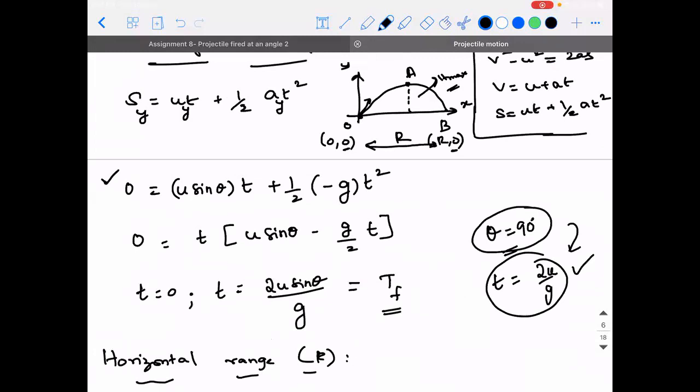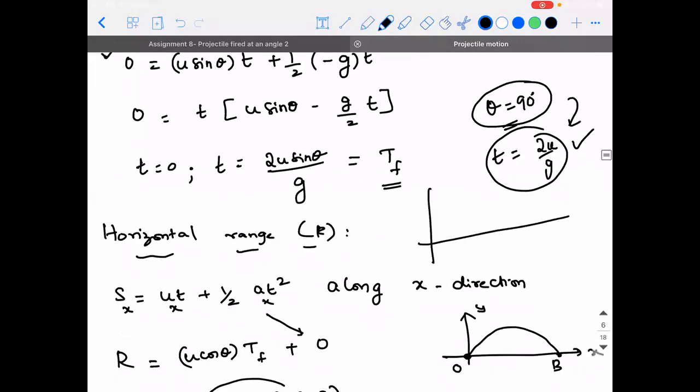Time of ascent means the time taken by the body to go from the lowermost point to the highest point. According to the parabolic path, the time taken to go from O to A is time of ascent. The time taken to go from A to B is time of descent. Then time of ascent will be u sine theta by g, and time of descent will also be u sine theta by g. Are you able to understand? So the sum of these two is 2u sine theta by g. Okay, sir, got it.